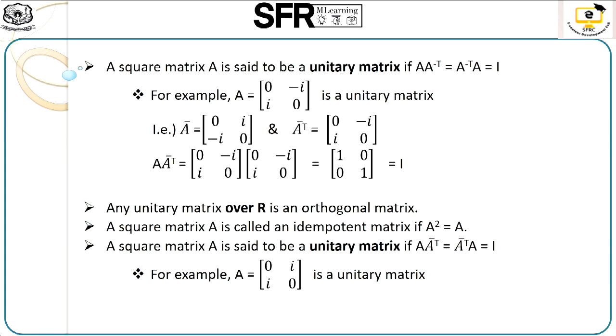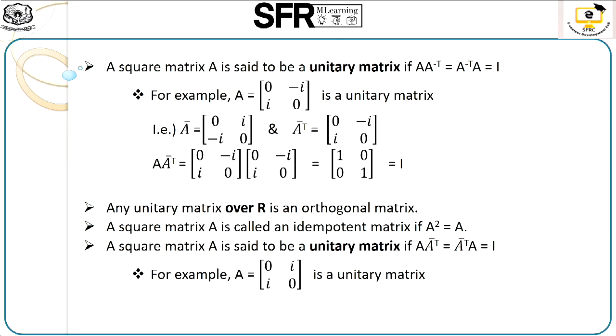For example, you take this as a unitary matrix. You find the conjugate, A bar transpose. Bar represents the conjugate; take the conjugate and then take the transpose. A bar, the conjugate value, is given as 0 i and minus i 0. Then you interchange the rows and columns, you get A bar transpose. Then you multiply it, and again you get the identity matrix I. The properties are given below.